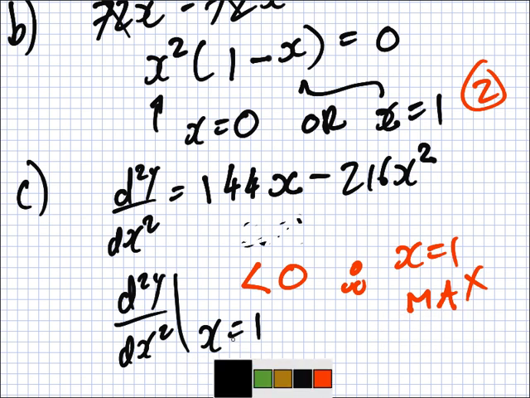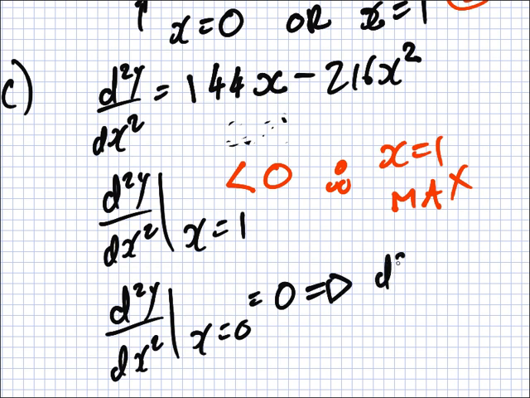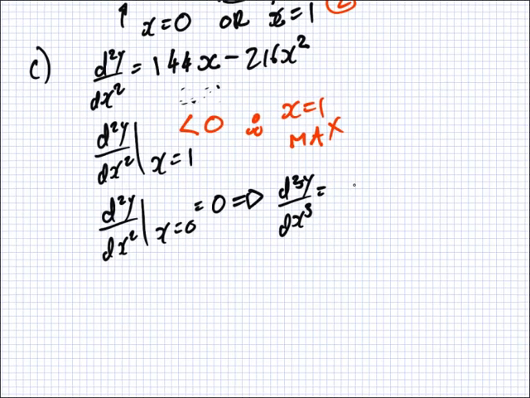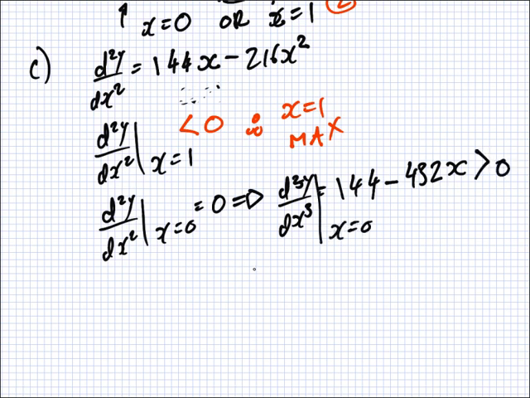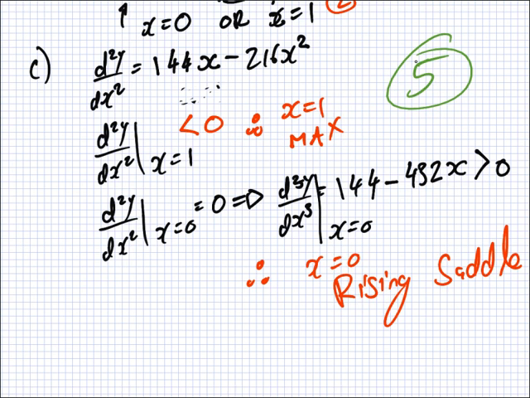Now we're not finished, we still have to sub in 0. So what do I get if I put in x equals 0? I get 0. So what do I need to do next? Hopefully just one more time. Next derivative: 144 minus 432x. And when I put x as 0, I get a positive. So when x is 0, what type of point do I have? If it's a positive third derivative, rising saddle. And there you go. 5 marks for that one.